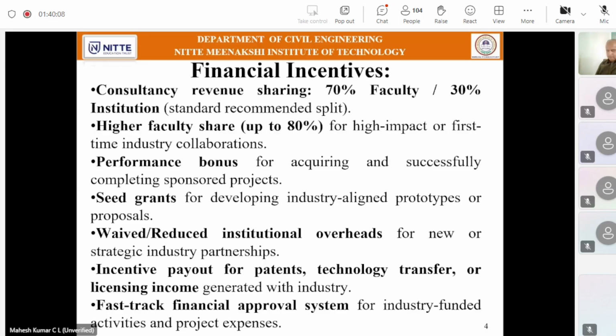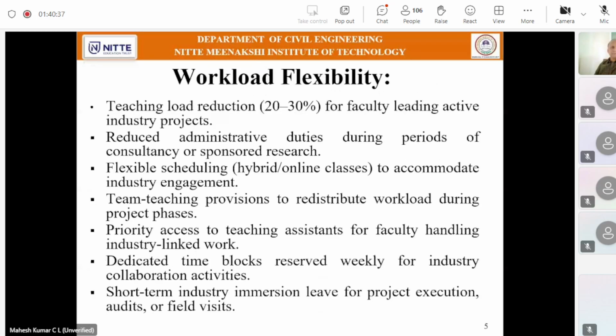We also have many seed grants for developing industrial prototypes and proposals. One more important thing is that we should reduce institutional overheads for bringing in new strategic partnerships. We should bring out a fast-track approval system for industry-sponsored projects and the activities undergoing inside the college or institution.